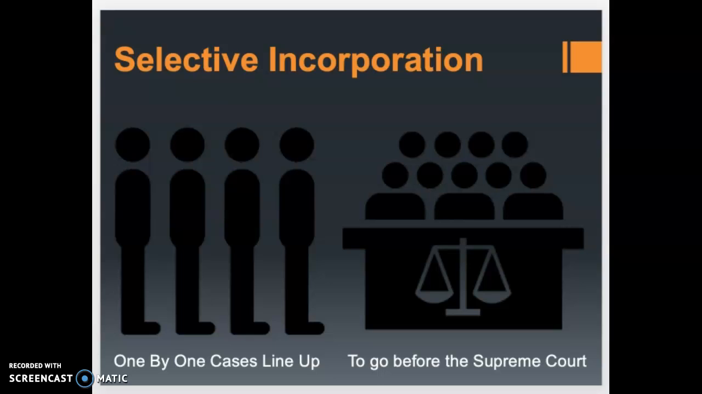They said they would do speech only because it is a fundamental right. And that would mean they would have to hear cases on each right as they came up and decide if it is a fundamental right and should be incorporated. Over time, almost every right has been incorporated.